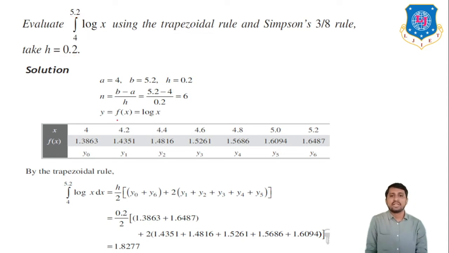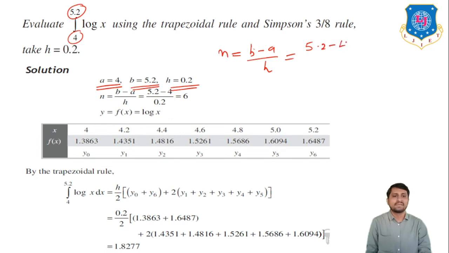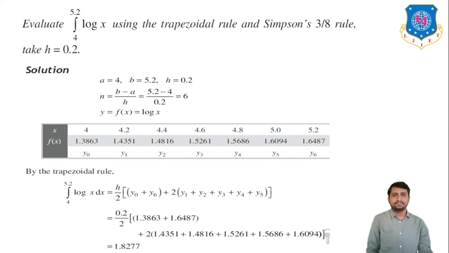So a is equal to 4, b is equal to 5.2, h is equal to 0.2. So n is equal to b minus a upon h, so 5.2 minus 4 divided by 0.2, and that is equal to 6. Here, f of x is equal to log x. The function is log x, right?